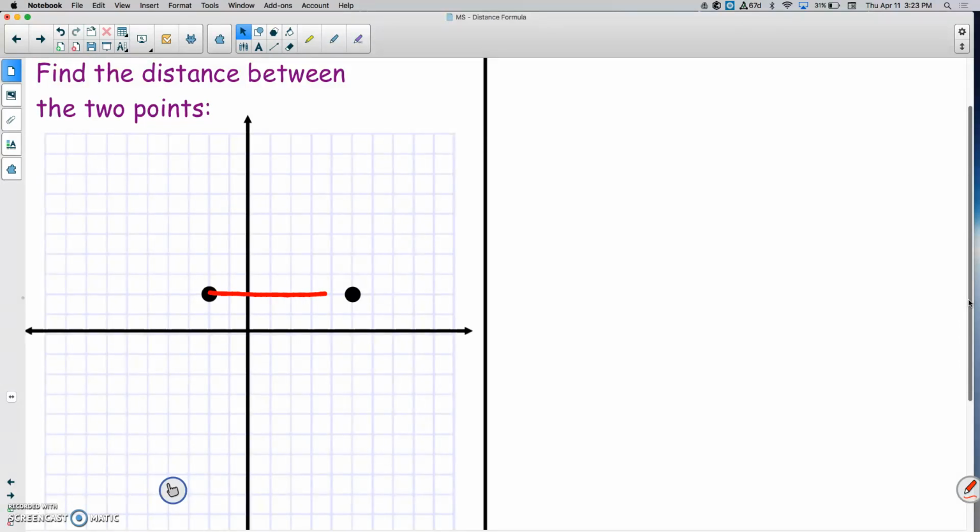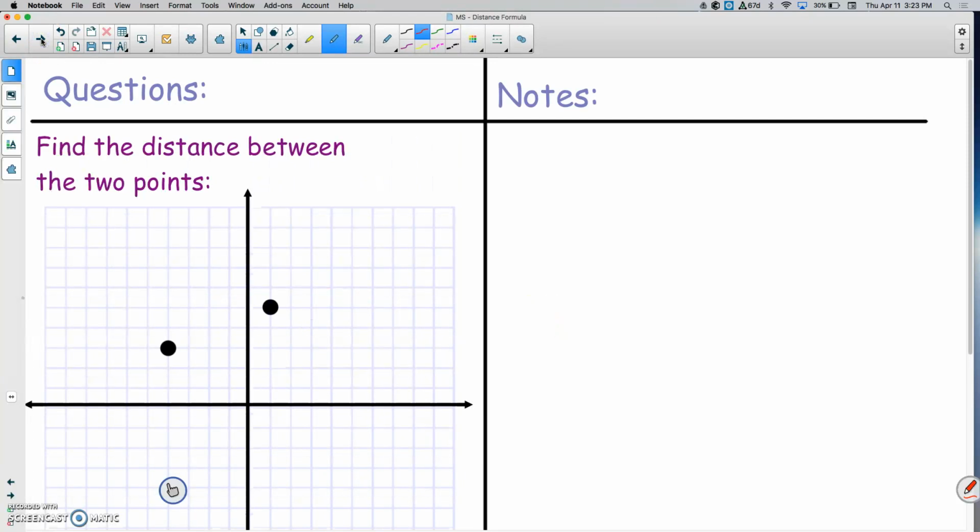So these 2 points, the distance that the point on the left is from the one on the right, I can count 1, 2, 3, 4, 5, 6, 7. So that distance is just 7. Remember, distance is always positive, so it doesn't matter which point you start at.